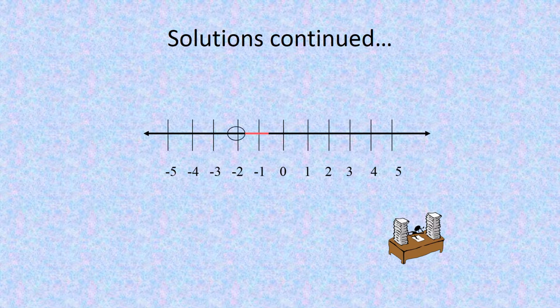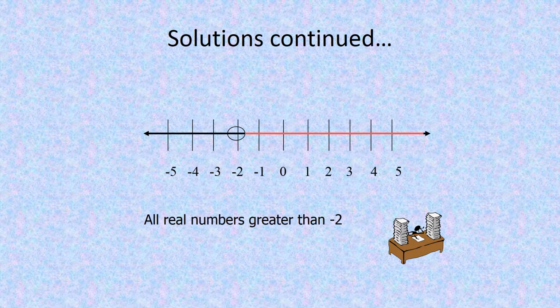Here's another example. See if you can figure out what this one represents. All real numbers greater than -2, because the number line is shaded to the right, and it starts at -2. And this is what it would look like. This is the solution set. Notice it has an inequality symbol, has a variable, and then a number.